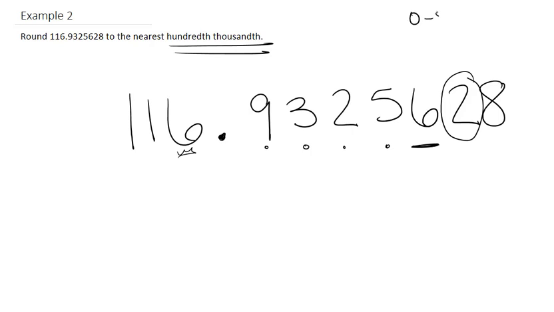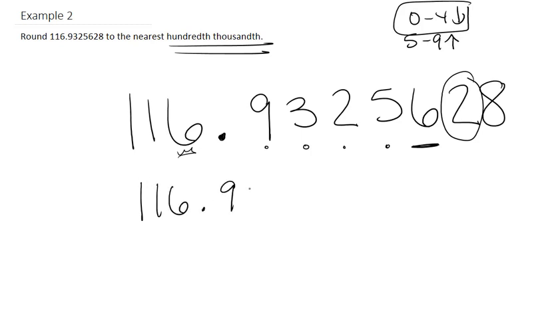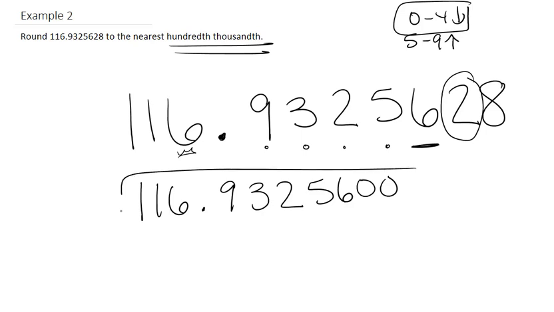If it's between 0 to 4, we round down. 5 to 9, we round up. As it's between 0 to 4, we're going to go ahead and round down. So this new number is going to become 116.9325, and we round down, so it's 6. And we can just add those 2 zeros to indicate that we rounded. So this would be our new number when we round to the nearest hundred-thousandth. Let's look at another example.